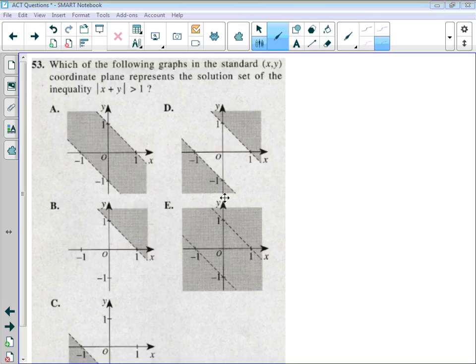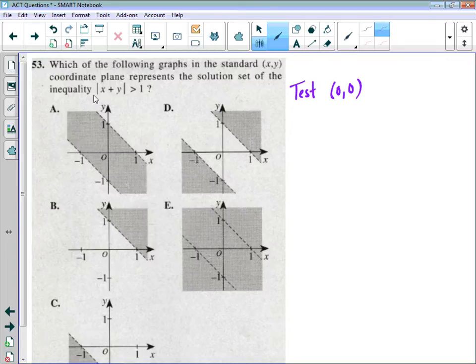Looking at the answers to this one, you can see they all have the same graphs here, so I wouldn't worry about the lines. This one obviously is a little bit different, but we'll start off here by testing some points. So I'm going to start by testing 0, 0. It's the easiest point to test, and it's going to help us eliminate some of these answers.